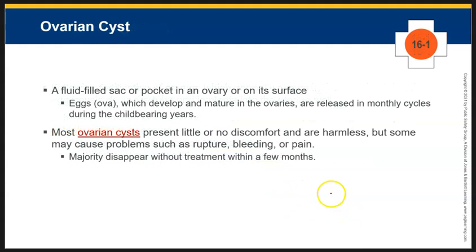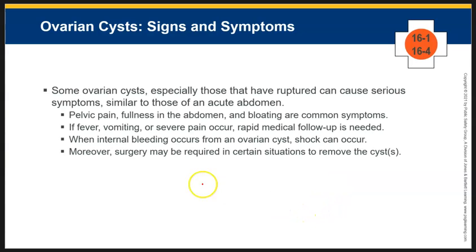An ovarian cyst is a fluid-filled sac or pocket in an ovary or on the surface of the ovary, oftentimes in an inferior position there, and they may present little or no discomfort unless they were to rupture. Many of them will actually disappear without treatment over time, but this potential for rupture is something we want to consider. Those that have ruptured will present with pelvic pain and fullness in the abdomen, and rapid medical follow-up is going to be needed.